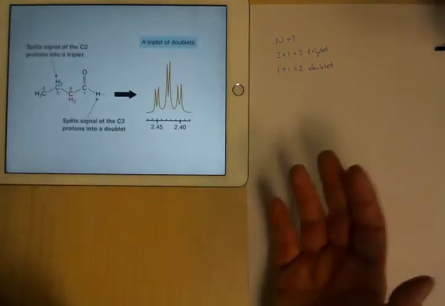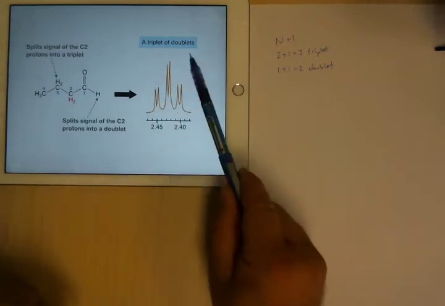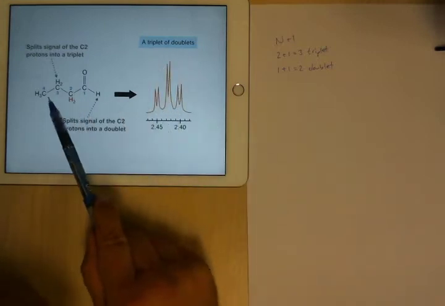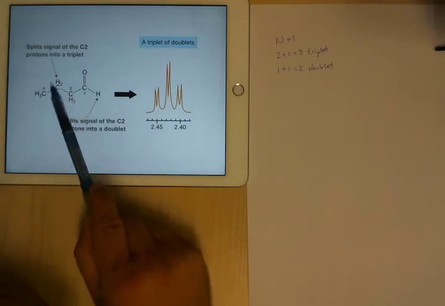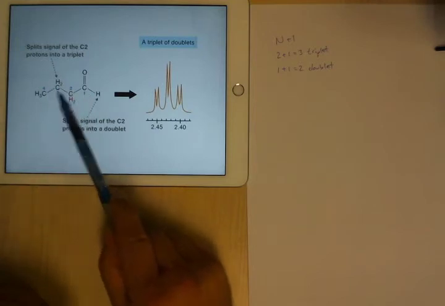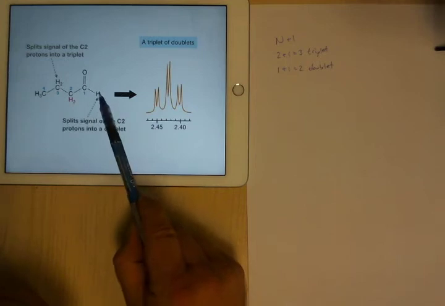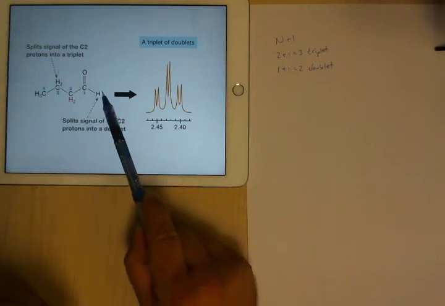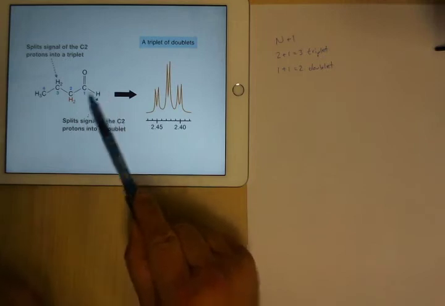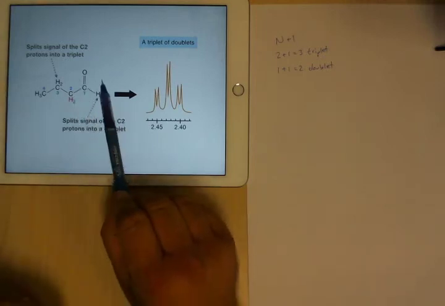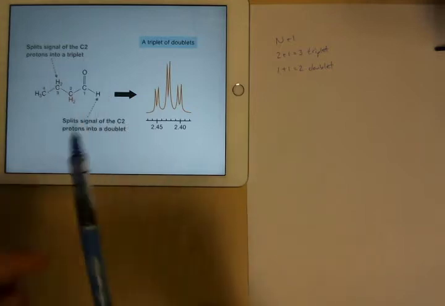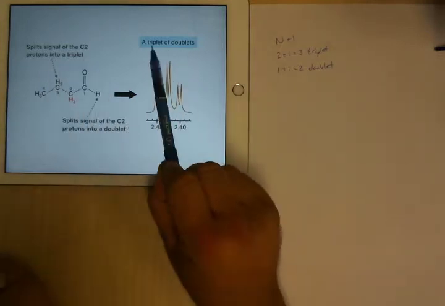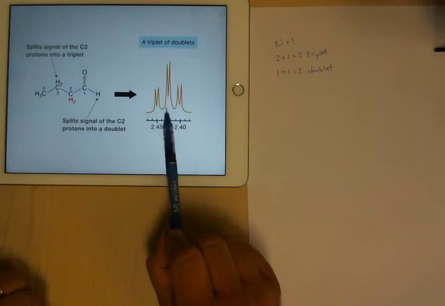But it makes a difference if it's, say, a triplet of doublets. We don't know. So this one here splits it into a doublet, and then this side splits those doublets into three. So it's a triplet of doublets. It's three doublets. It looks like this.